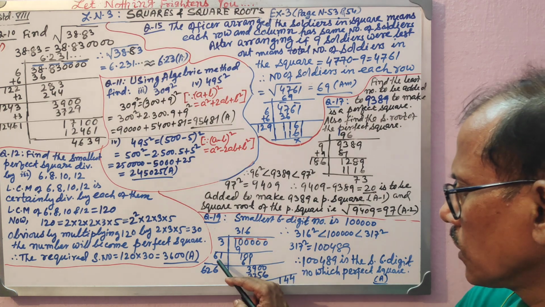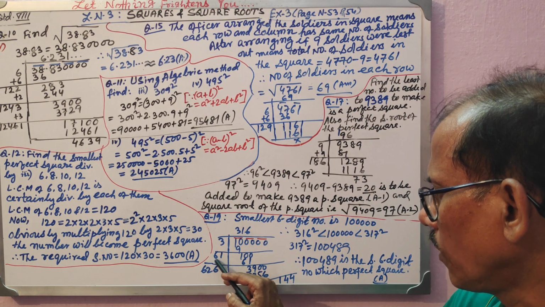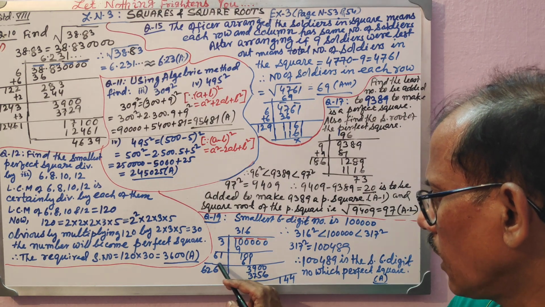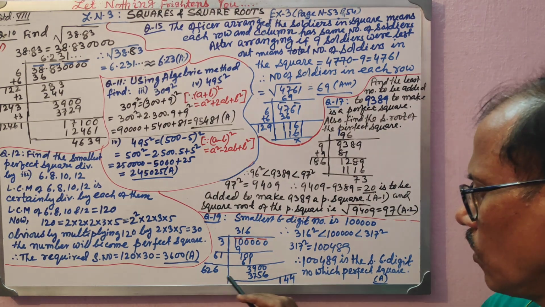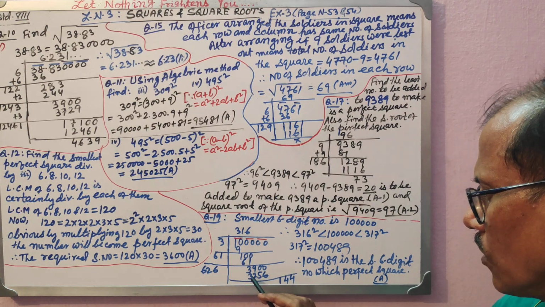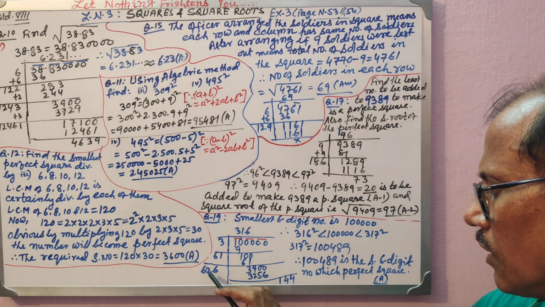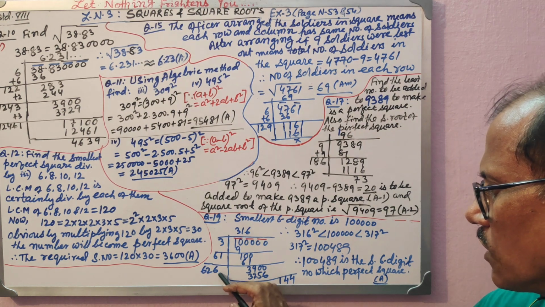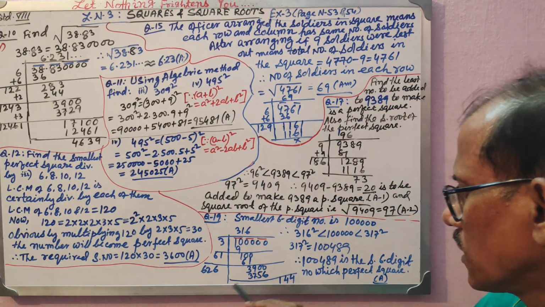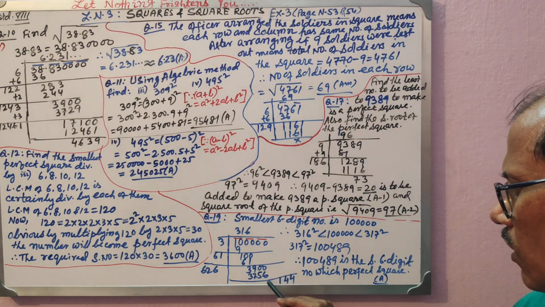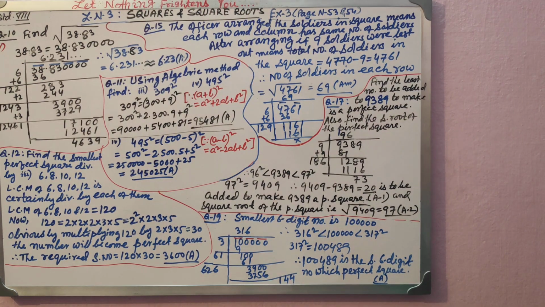3900. The unit digit doubled, 61 plus 1, is 62. You multiply with 6, then only it will go. 6 times 6 is 36, and 6 times 2 is 12, so 36 plus 1, 37. So it will go with 6. So 626 multiplied by 6 is equal to 3756. On subtraction you have got 144.